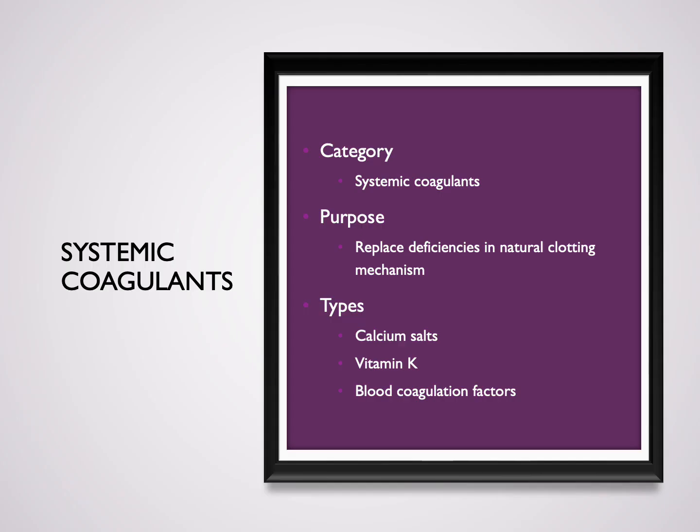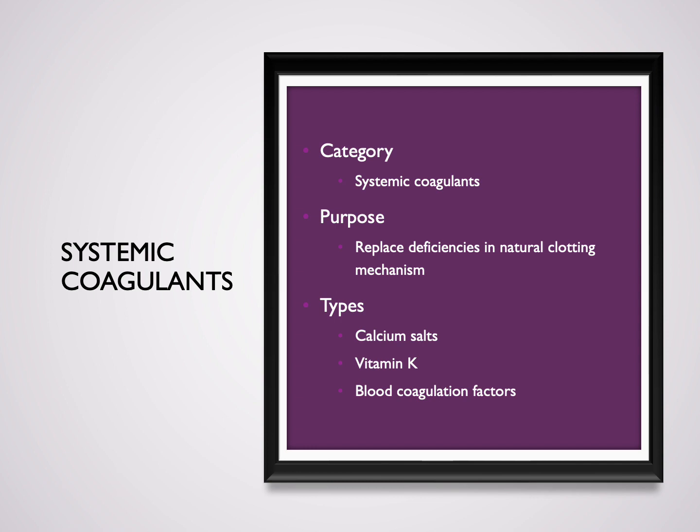Systemic coagulants are another category of coagulant, and in a little nutshell, systemic coagulants replace deficiencies in the natural clotting mechanism. Deficiencies can be inherited, like hemophilia, or they can be acquired, like vitamin K deficiency. Systemic coagulants may be administered IV, intramuscular, orally, or subcutaneously, depending on the medication that is being used.